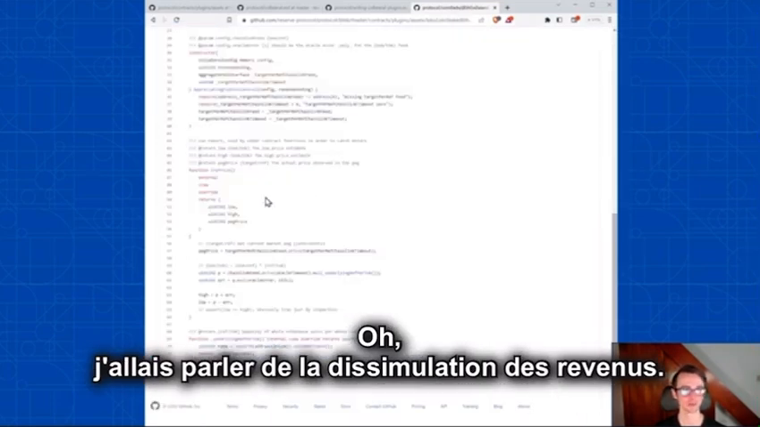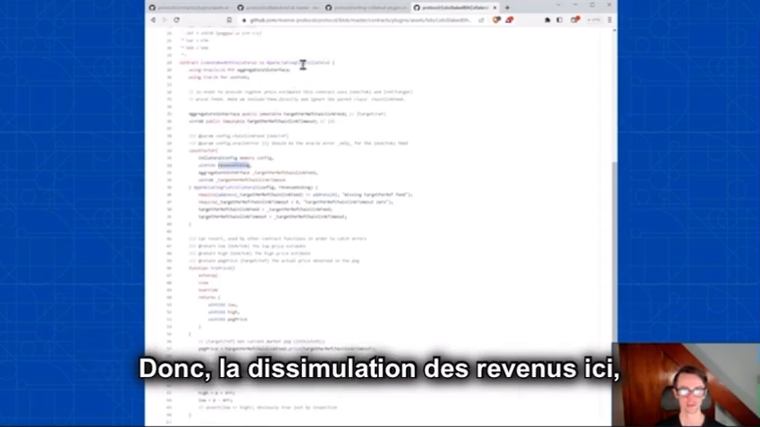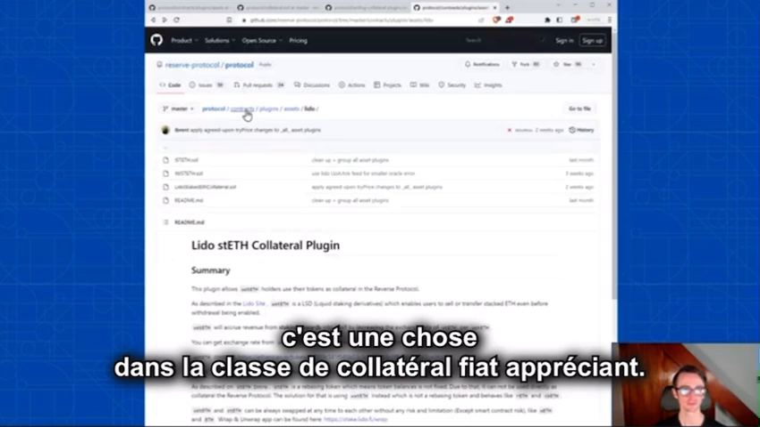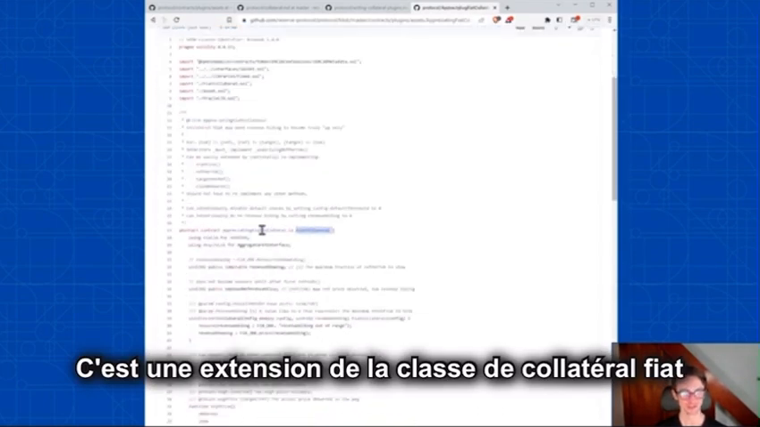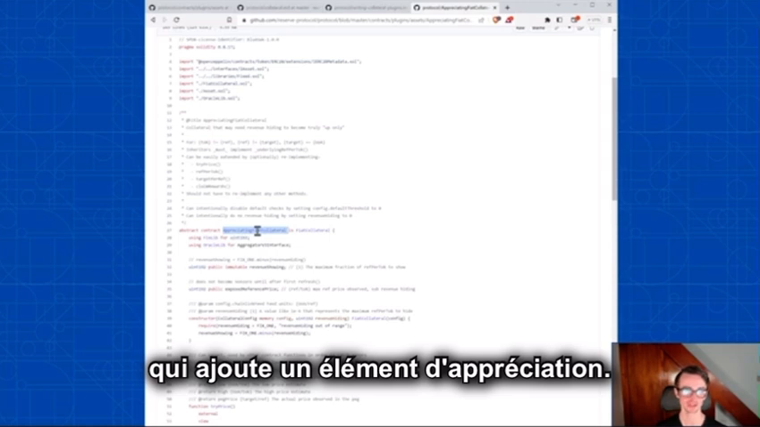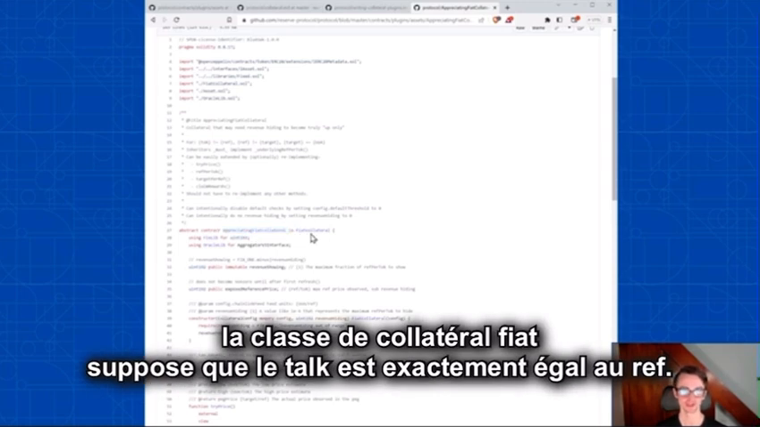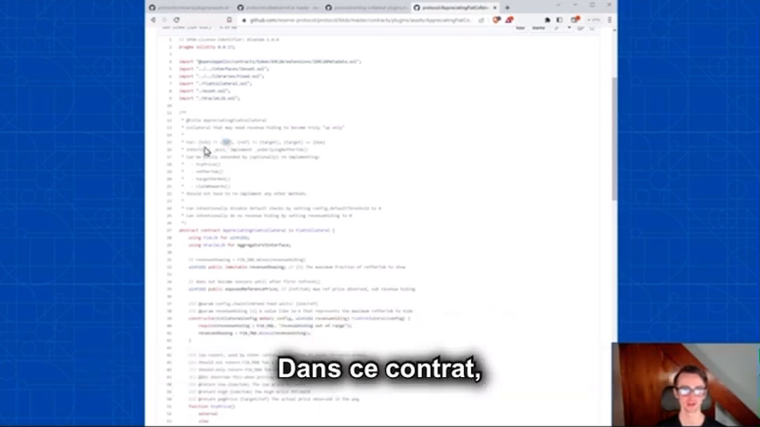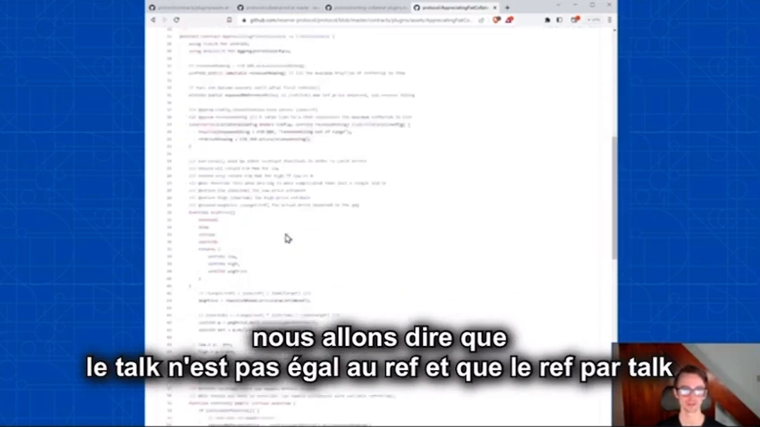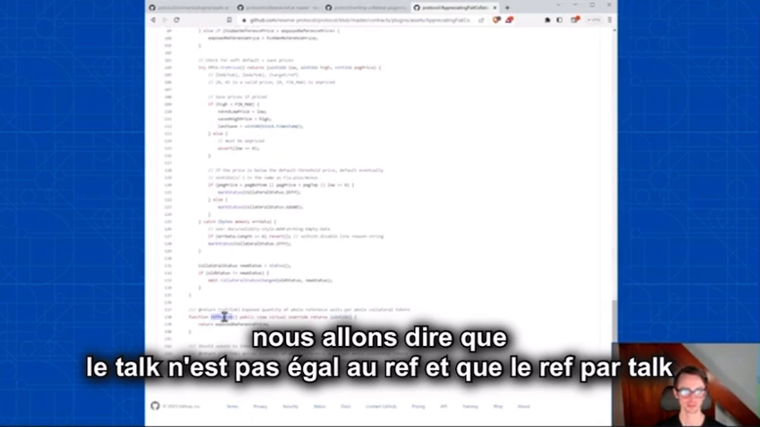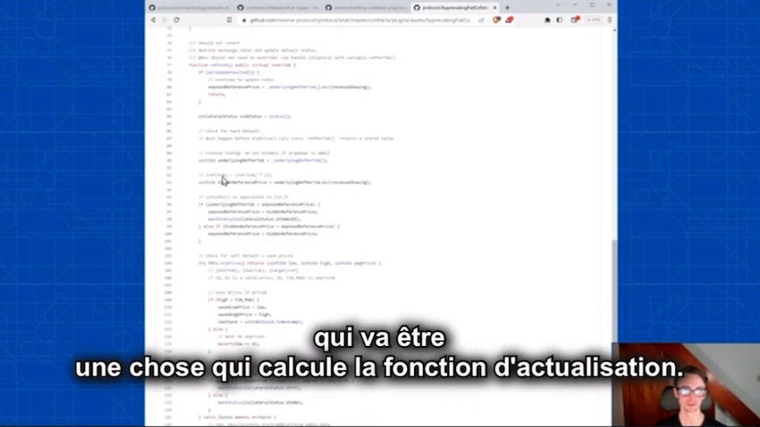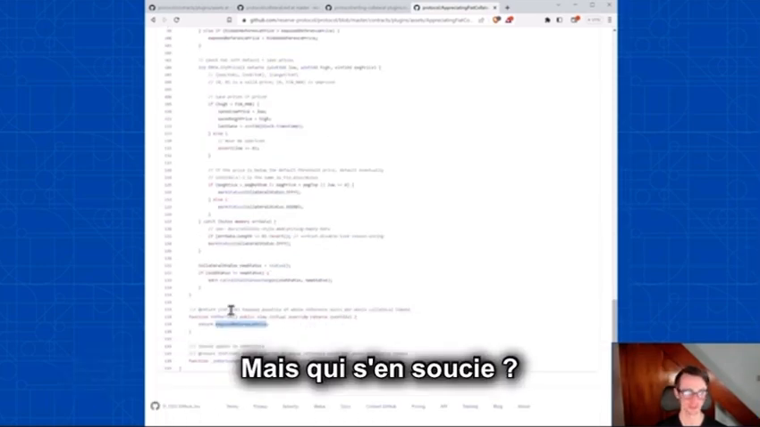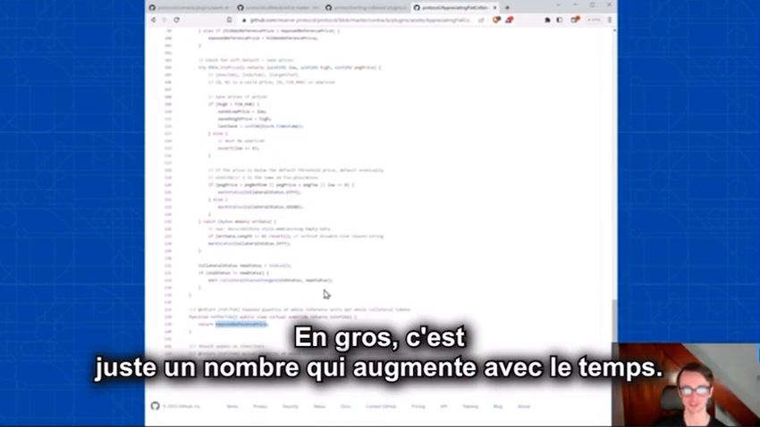Oh, I was going to talk about revenue hiding. Revenue hiding is a thing in the appreciating fiat collateral class. This is an extension of the fiat collateral class that adds an appreciation element. The fiat collateral class assumes that the TOK is exactly equal to the ref. In this contract, we're going to say TOK is not equal to ref. And ref per TOK is actually going to return, in this case, the exposed reference price, which is calculated in the refresh function, but who cares? Basically, this is just some number that's going up over time.